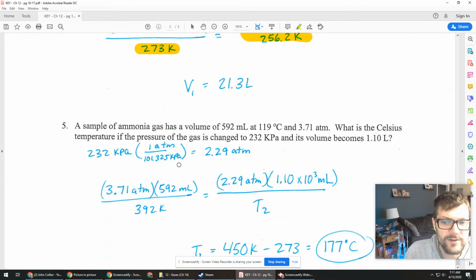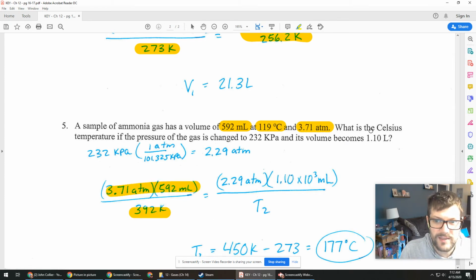One final problem, and that is number 5 here. We are given an initial volume, an initial temperature, and an initial pressure. That's these guys here, P1 V1 over T1. Then it says, what is the Celsius temperature? That's going to come into play at the end here. If the pressure of the gas is changed to 232 kilopascals and its volume is 1.1 liters.